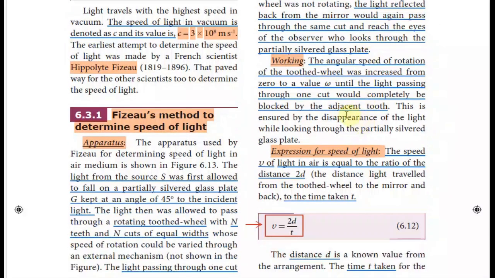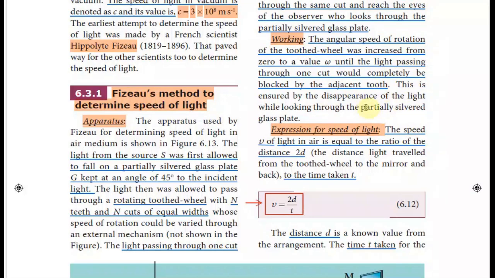Let us see the working of this arrangement. The angular speed of rotation of the toothed wheel was increased from 0 to a value omega until the light passing through one cut would be completely blocked by the adjacent tooth. This is ensured by the disappearance of the light while looking through the partially silvered glass plate.